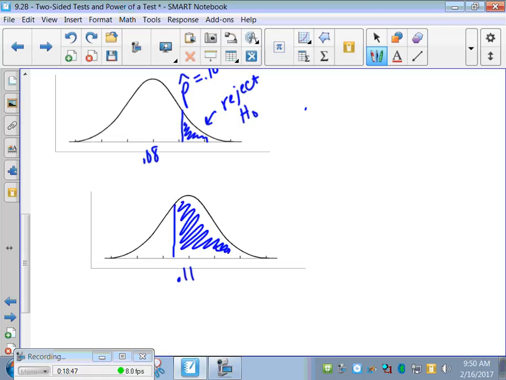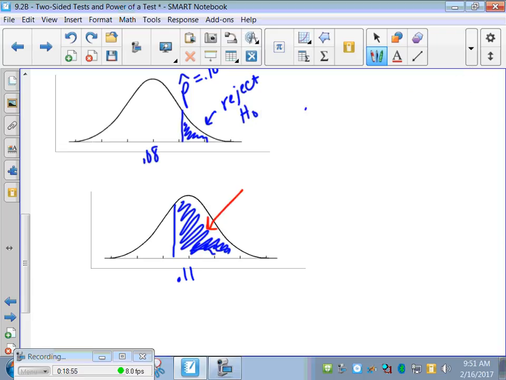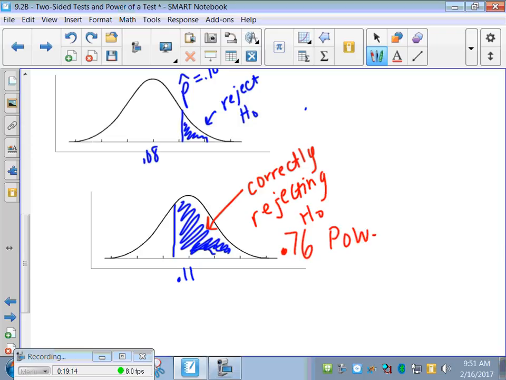You never have to actually calculate the power. You just have to interpret the power. Okay? So this right here is actually the power, this shaded region. So this is the probability of you correctly rejecting the null. You might want to draw a little picture in your notes. Okay, and this happens to be 0.76. That's the power. You don't have to ever calculate it, so I'm just giving it to you, all right? So this means that over here is actually our probability of getting a type 2 error.